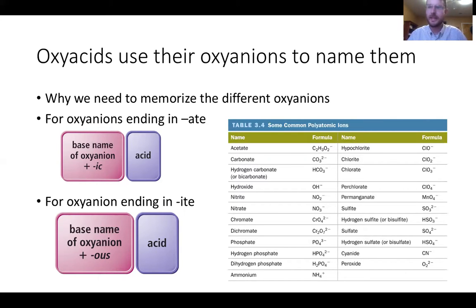HNO2, because it ends in an -ite, we change that -ite to -ous, and it is now nitrous acid. It's going to take, again, some getting used to and some constant naming. And so do the homework.